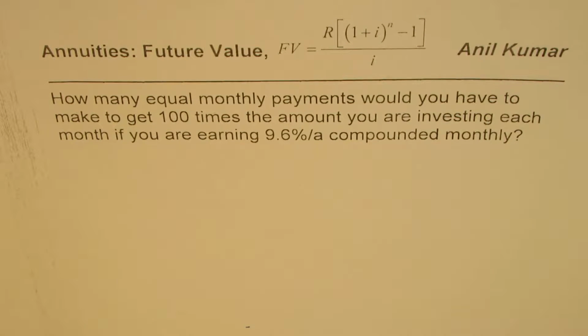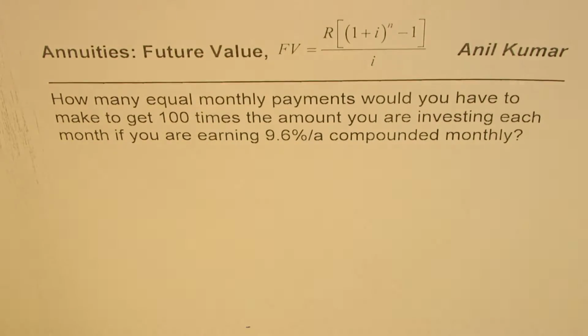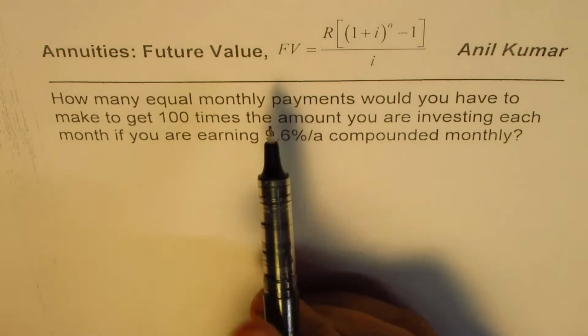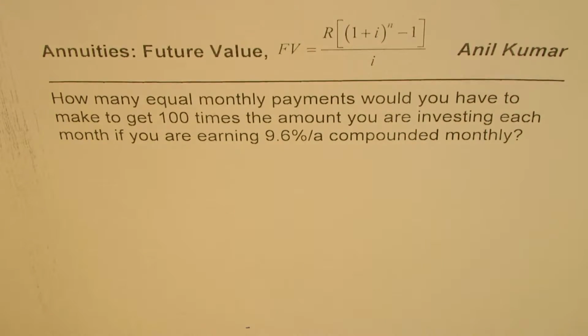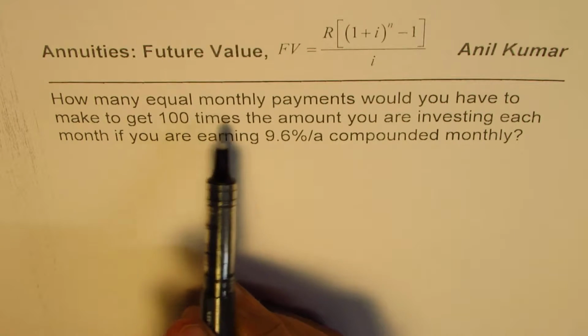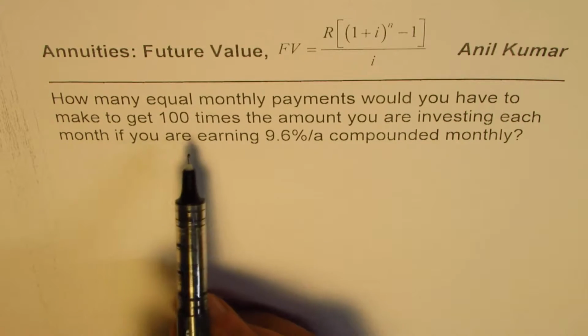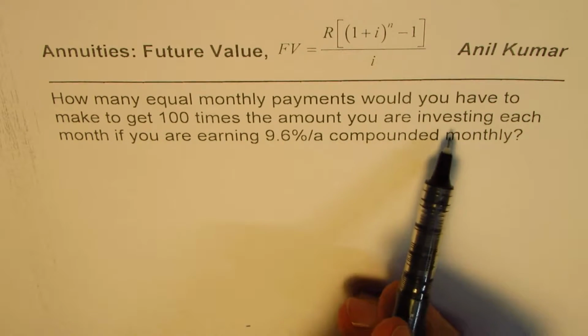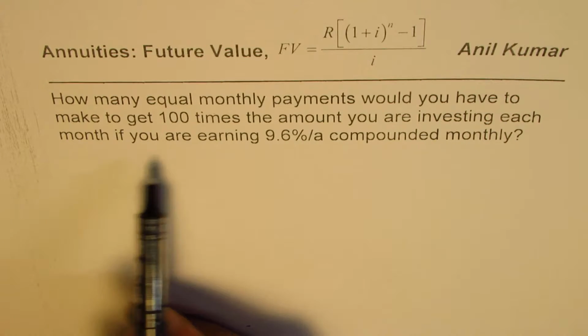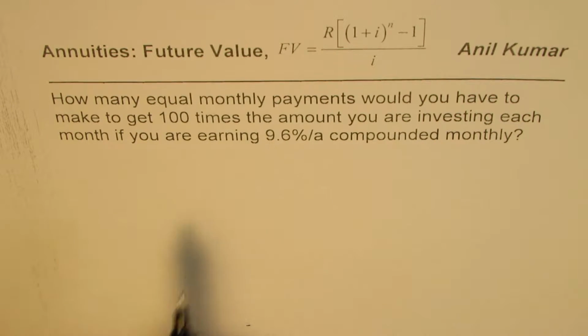I'm Anil Kumar, and in this video, we'll explore the future value formula for annuities and try to find the value of n. The question here is, how many equal monthly payments would you have to make to get 100 times the amount you are investing each month if you are earning 9.6% per annum compounded monthly?